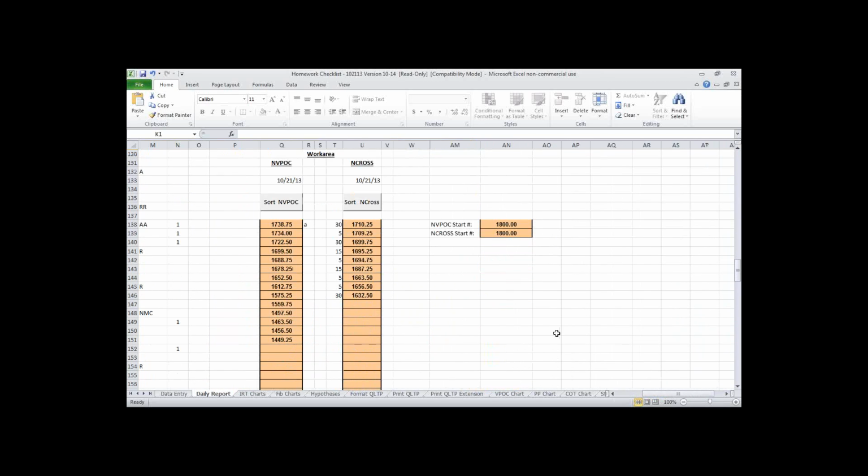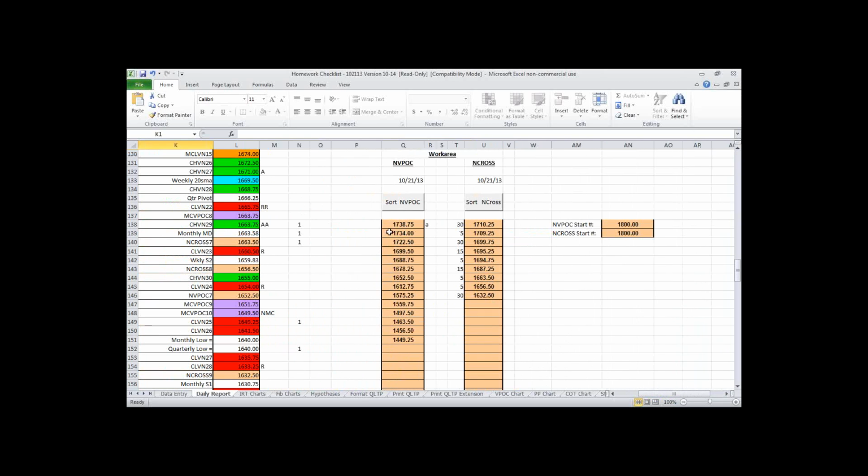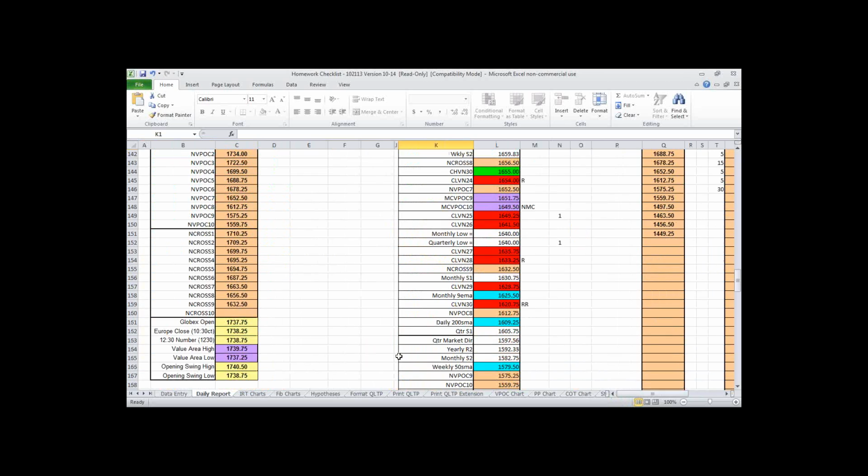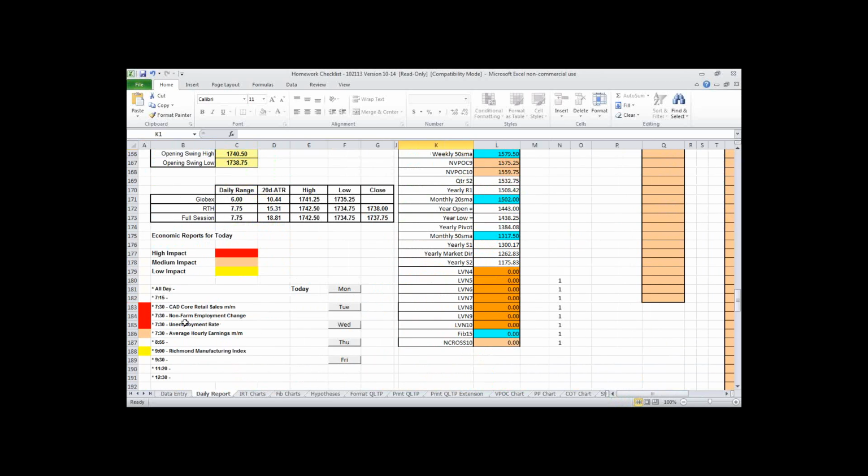In terms of the naked crosses, because we were up there, we didn't really take out any of the RTH naked crosses, and we didn't take out any naked VPOCs at 1738.75. We did add yesterday's VPOC. News, of course, this morning we had non-farm and unemployment. That gave us a spike to new highs. We've got Richmond manufacturing at 9 coming up next, so just keep an eye on that.